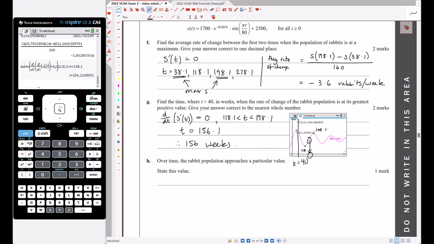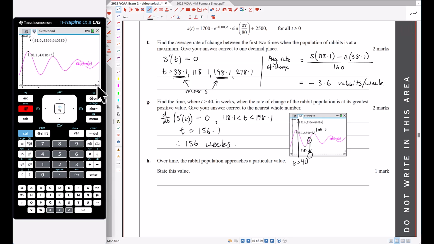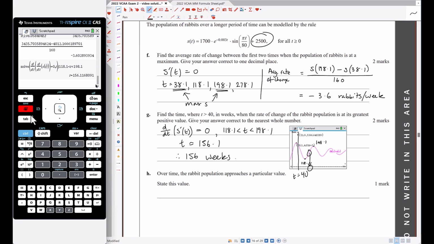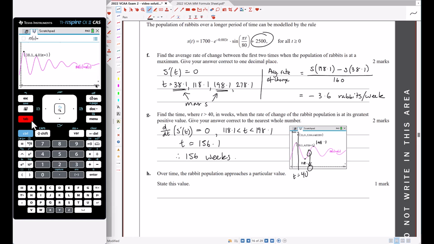Over time, the rabbit population approaches a particular value. Okay, so yes, we can see, if we have a look at our graph here, let's make this even bigger, that the oscillations are getting smaller and smaller, and so hence we're approaching a particular value. State this value. Now this should just be this plus 2,500. On my graph here I could just add y equals 2,500 to see. So yeah, the graph is oscillating either side of that 2,500, so that is going to be the population that we're approaching.